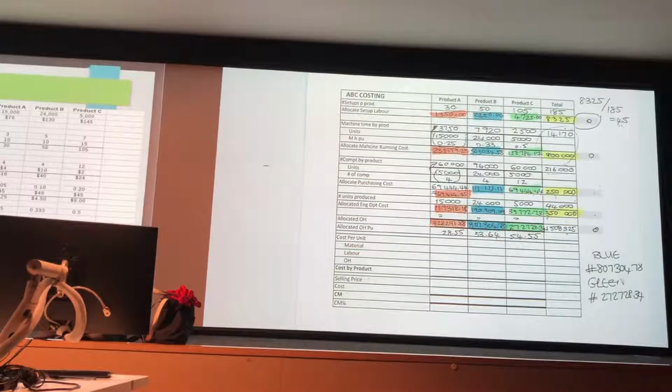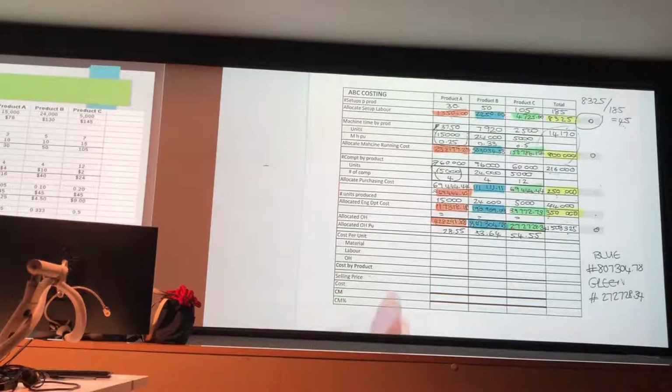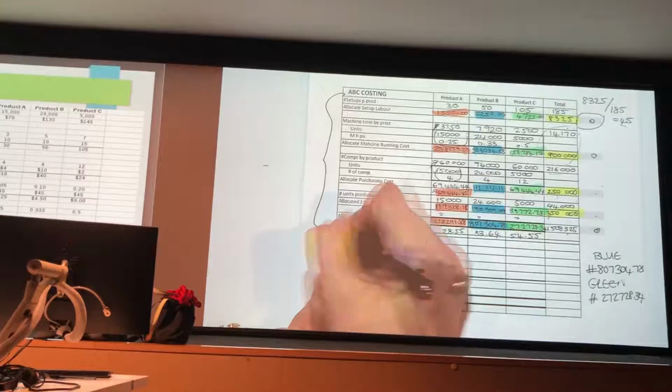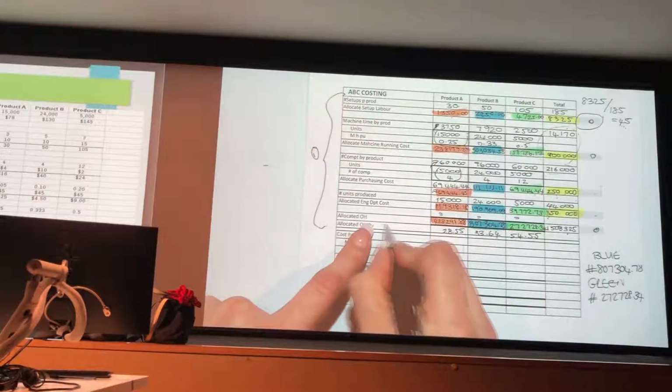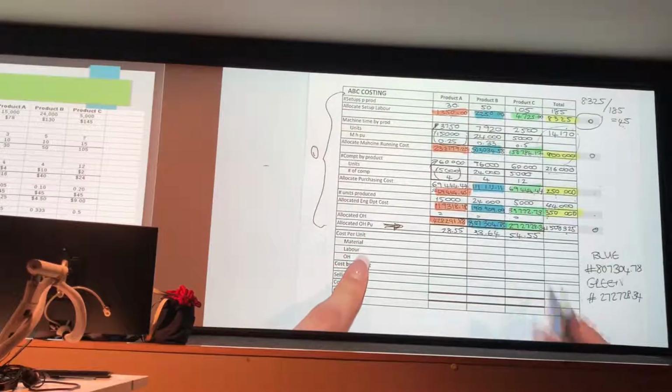So this is why we say that ABC is very expensive and time consuming, but it is the most accurate because you've gone down to the most base driver. So this is all step 1. This is step 1 to get to this. This is all you've been working towards.